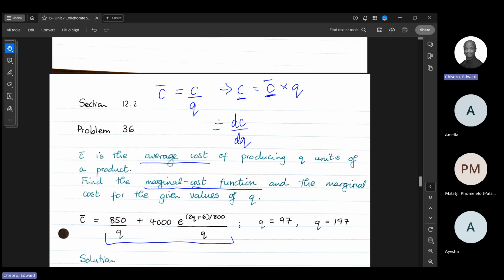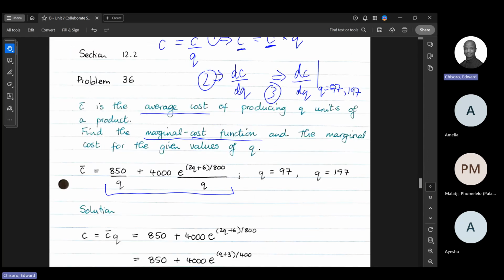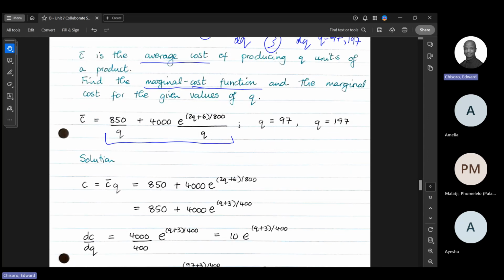The second thing that we need to do, and the third thing we need to do is to evaluate our solution when Q is 97, and then also when Q is 197. So those are the steps we'll take. The first step, second step, the third step. So let's go ahead and do the first step, which is quite easy. We did it already when we were talking. Multiply by Q, and then we get that as our function for cost.